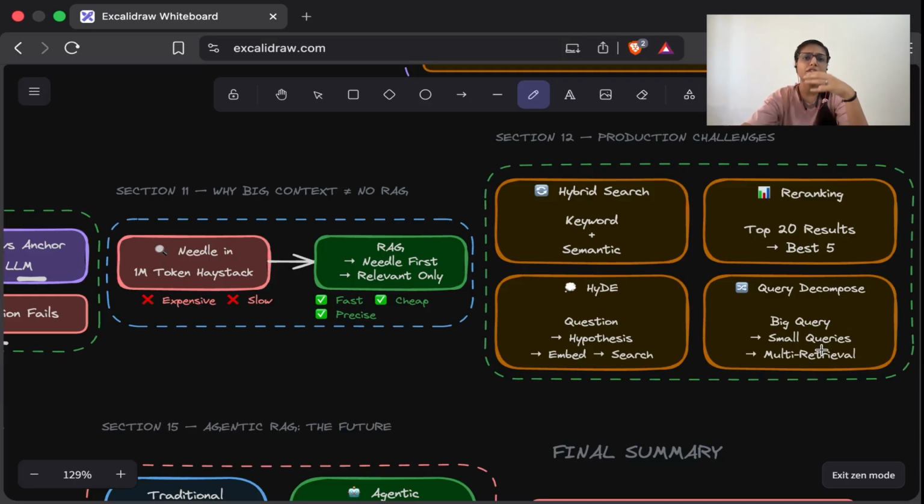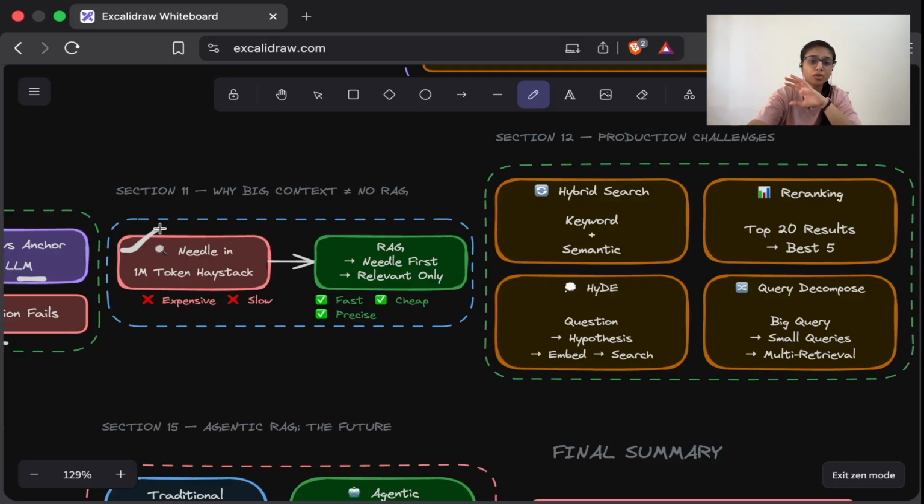Larger prompts require more processing. Users expect responses in seconds, not minutes. Third, this leads us to one of the most famous concepts in modern AI, the needle in a haystack problem. Imagine hiding a single sentence inside two entire novels. Now ask someone to find that sentence instantly. Even a human would struggle.